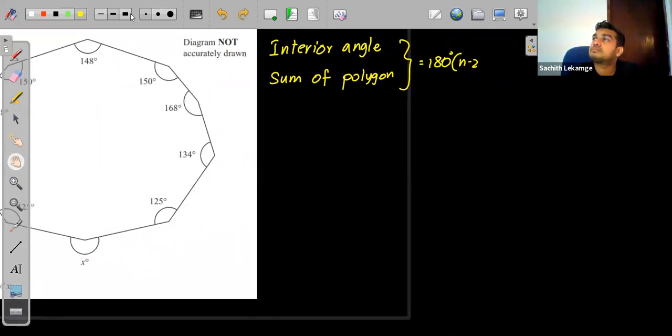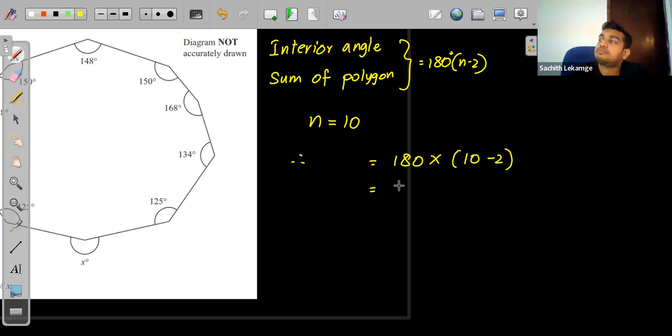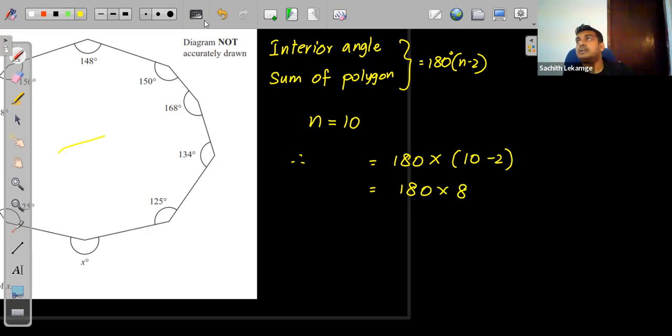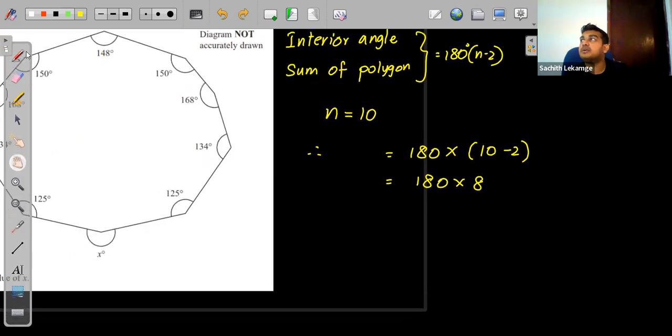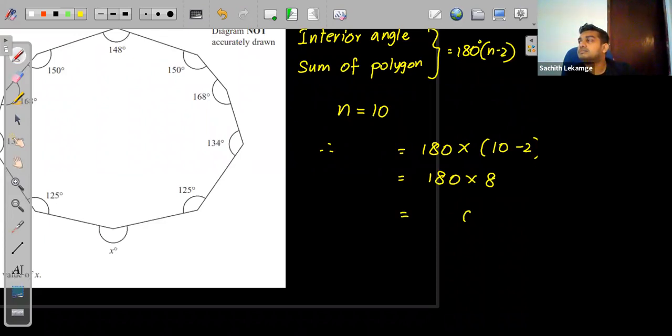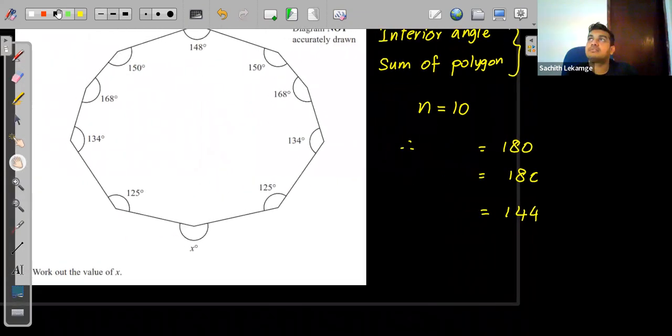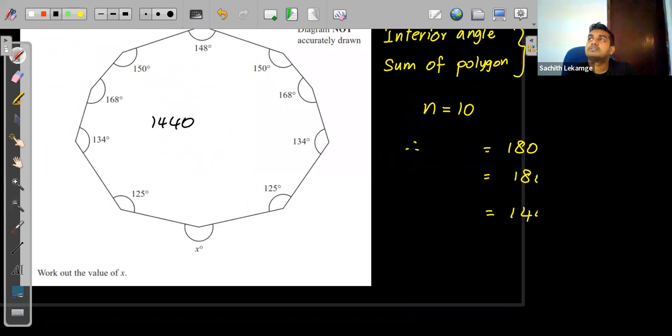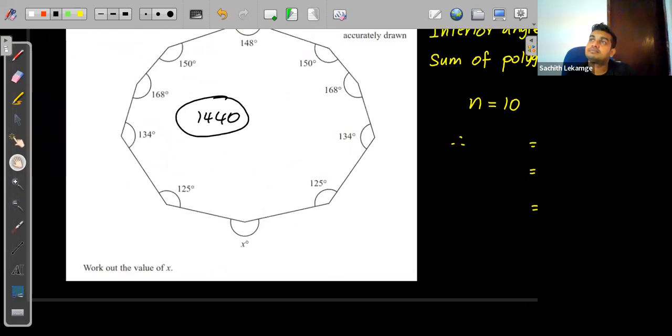How many sides are there? n equals 10. Therefore, 180 into 10 minus 2, that is 8. Then you can get the value. What is it? 180 times 8. That is the sum of all the angles. So we can write a formula for that.